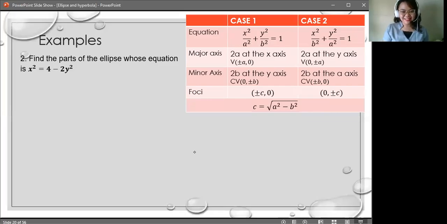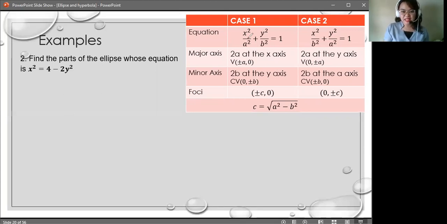Hi there. This is the second example of solving ellipse. This is a different case because we are now presented with an equation that is not yet in standard form. So to be able to solve this, we have to first transform our equation to standard form.